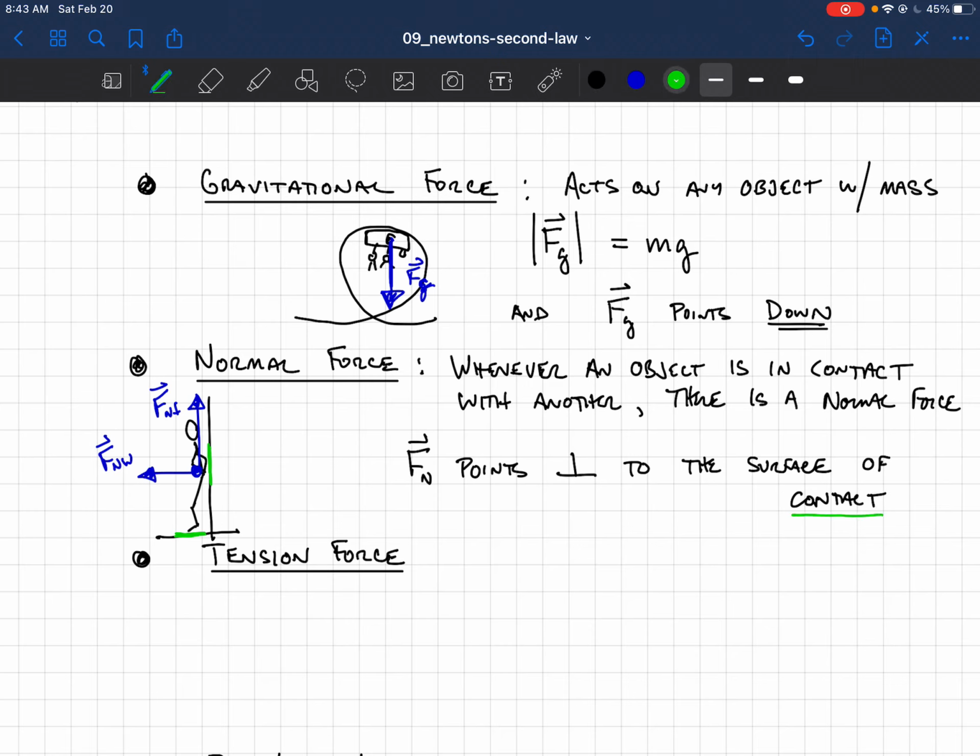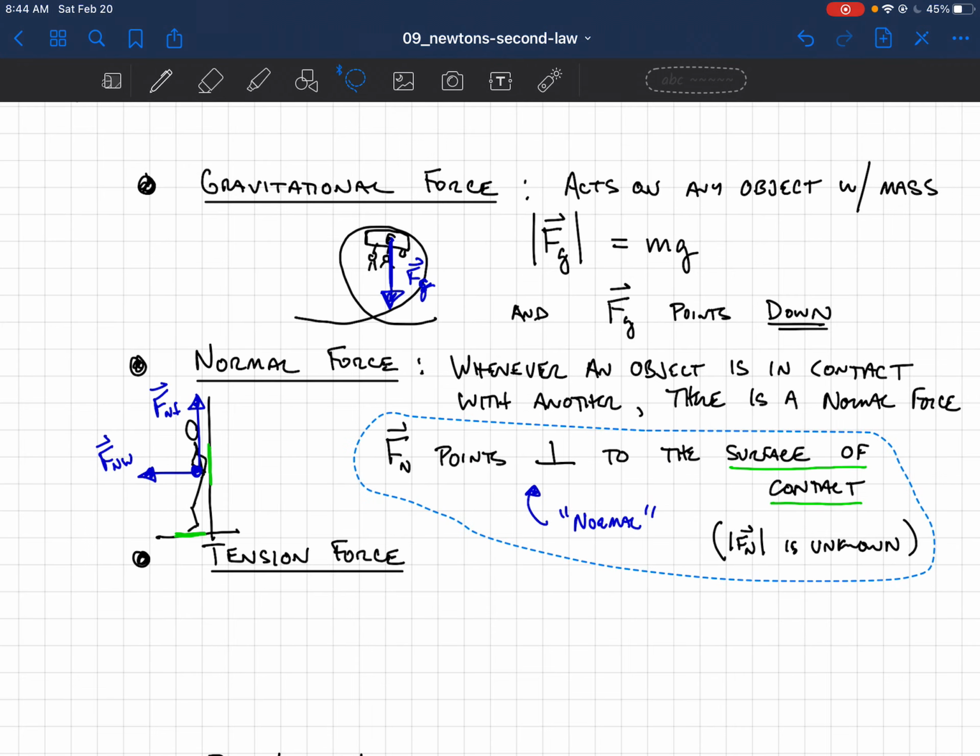So I've been drawing this surface of contact with a green flat line, and the perpendicular actually has a synonym, which is normal in math. So when we say a normal force, what we mean is a perpendicular force to the surface of contact. I guess I should also say that a priori, if we don't know anything else, the magnitude of Fn is unknown. So there's no equation for the magnitude of a normal force. We'll find the magnitude of a normal force by applying Newton's second law, and comparing it to the action of other forces.